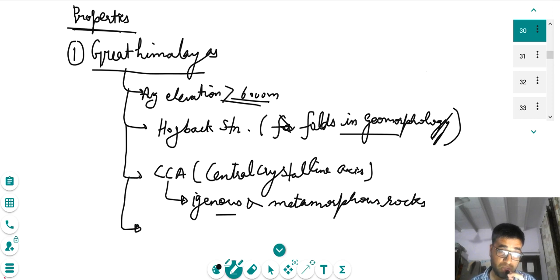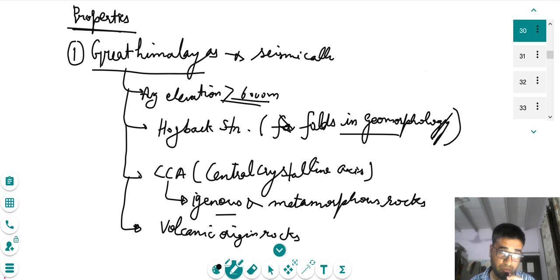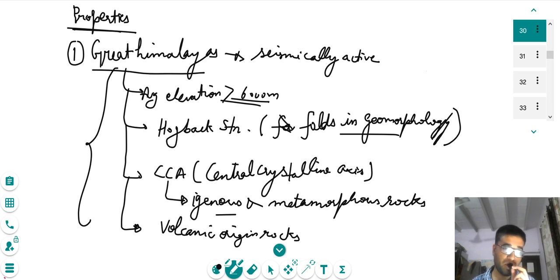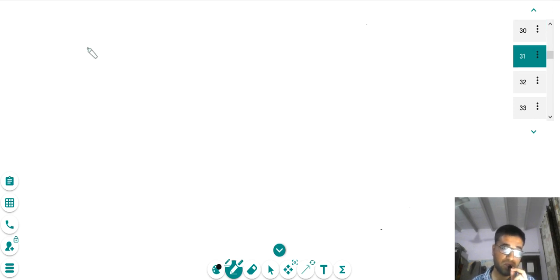Great Himalayas also have rocks of volcanic origin. Volcanic origin rocks are also found in the Great Himalayas, right? Then Great Himalayas are also seismically active, right? So these are the physiographic properties of the Great Himalayas, right? Moving on to the Middle Himalayas or the Lesser Himalayas.